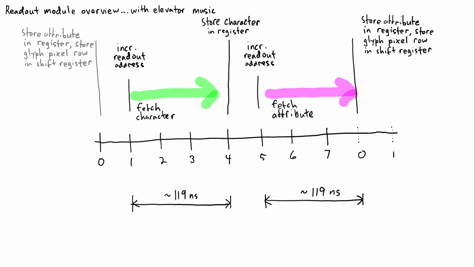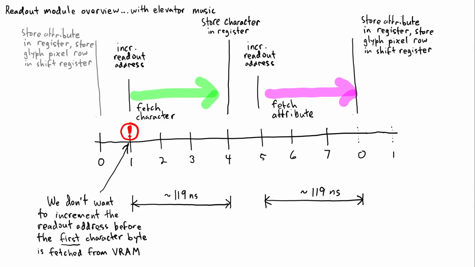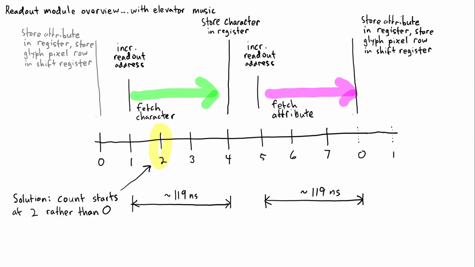If you are thinking about this scheme carefully, you may have noticed a problem. We increment the readout address at count 1 prior to committing the first character byte to a register. If the row begin register is reset to 0 before the frame starts, this would suggest that the first character byte would be fetched from address 1 rather than address 0. To avoid this problem, we actually start horizontal activity at time 793 rather than 791, and start the count at 2 rather than 0. This effectively skips the first increment, the one we don't want, and allows the first character to be fetched at address 0.